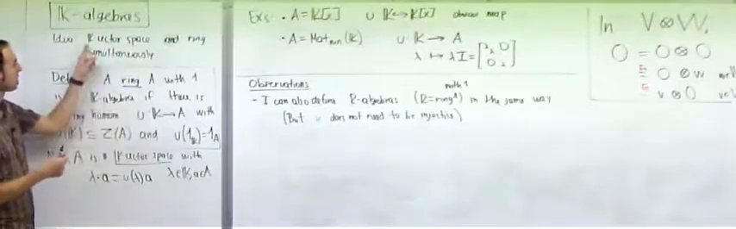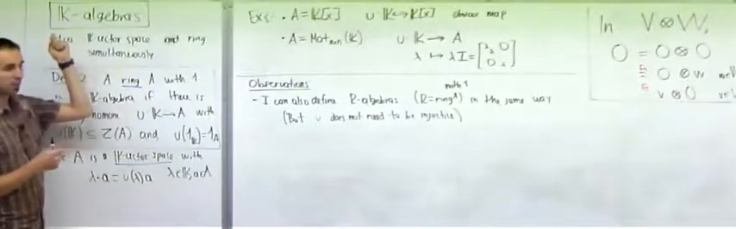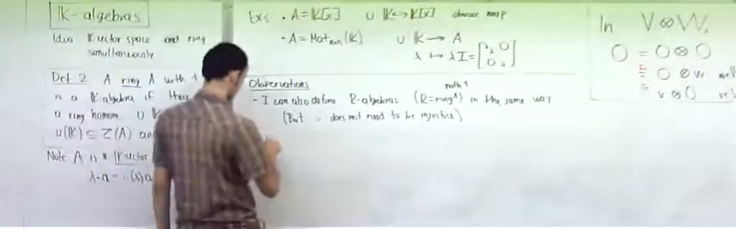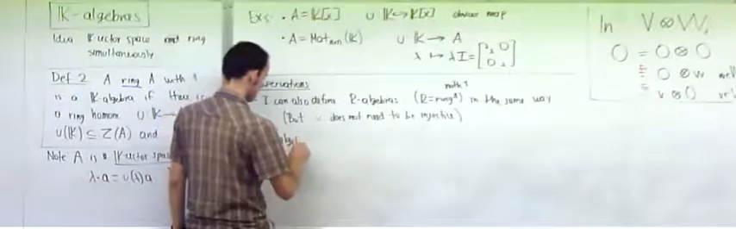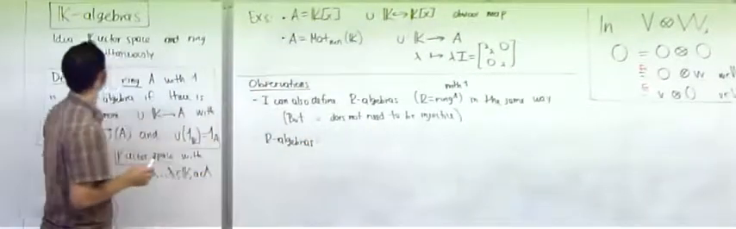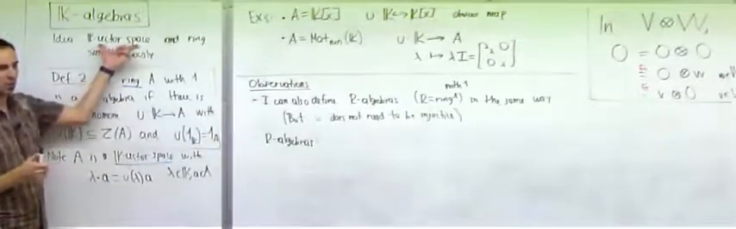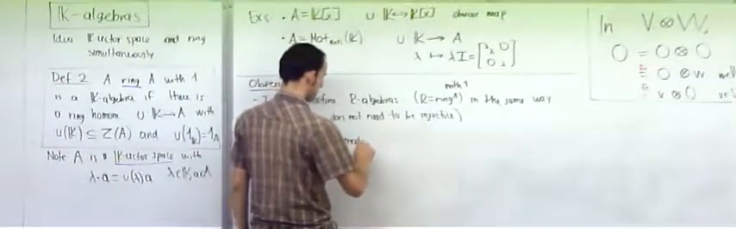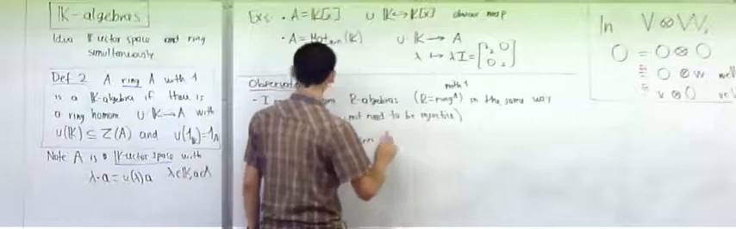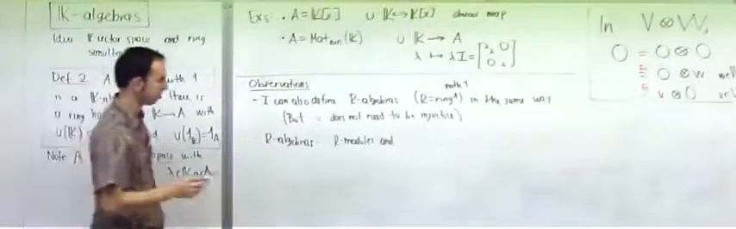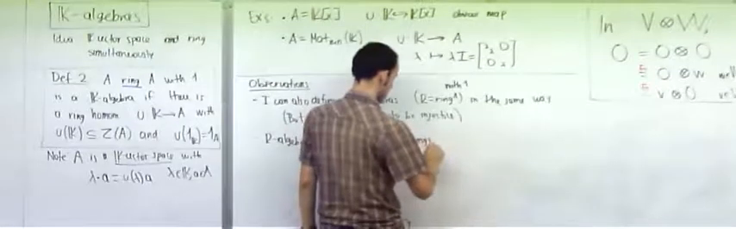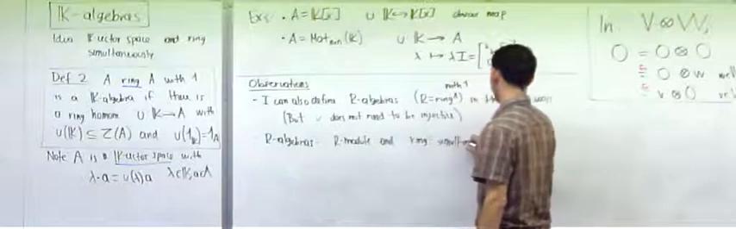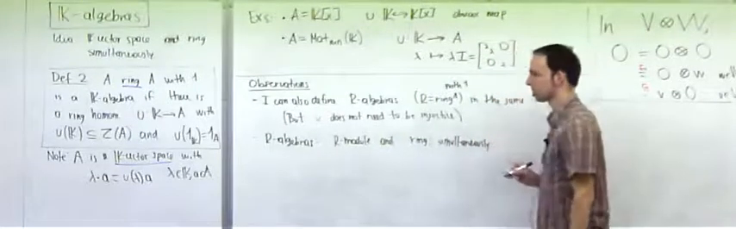The next thing I want to say is that I told you that K algebras you can think of as a vector space and a ring simultaneously. So how can we think of R algebras? Well, what is the analogous of a vector space? It's a module, right? So R algebras are going to be the same thing as things that are R modules and rings simultaneously. Okay.